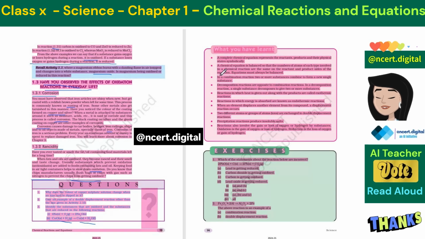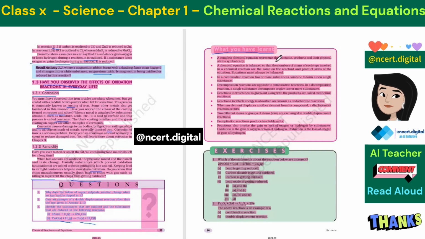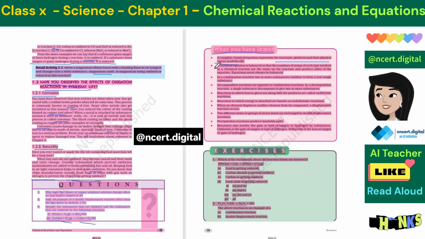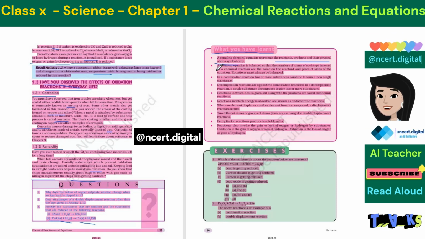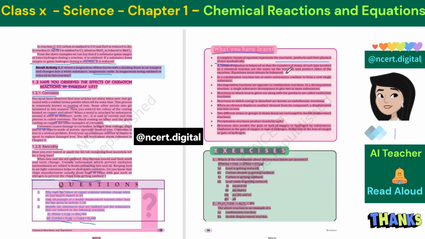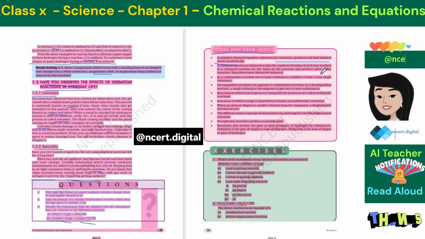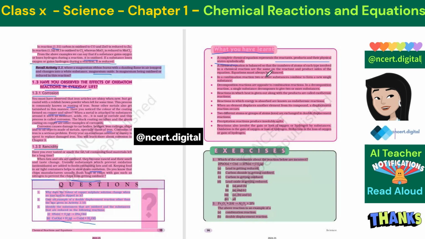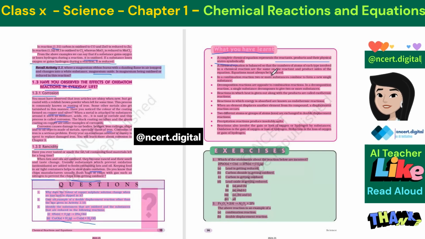What you have learned. A complete chemical equation represents the reactants, products, and their physical states symbolically. A chemical equation is balanced so that the numbers of atoms of each type involved in a chemical reaction are the same on the reactant and product sides of the equation. Equations must always be balanced.